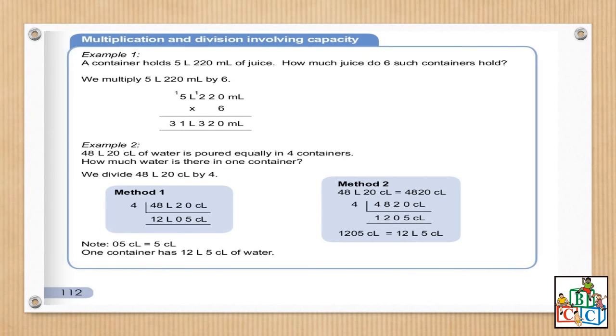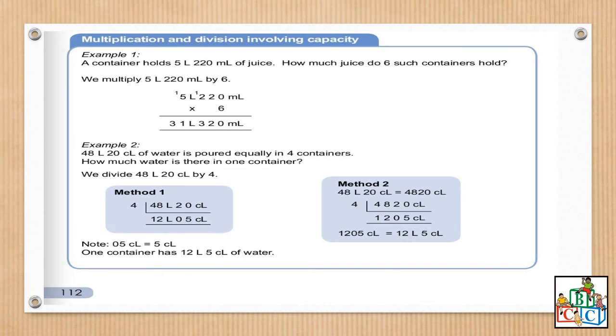Now let us see division. 48 liters 20 centiliters of water is poured equally into 4 containers. How much water is there in one container? So you have to divide. You have two methods here. The first method, you're going to divide as it is, 48 liters 20 centiliters.